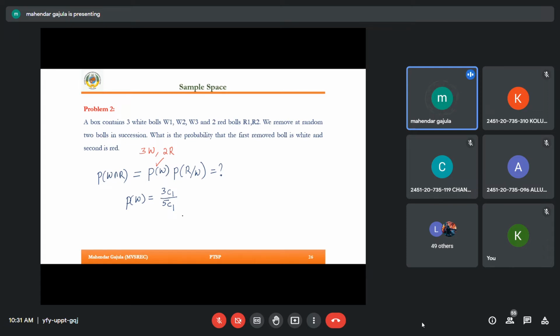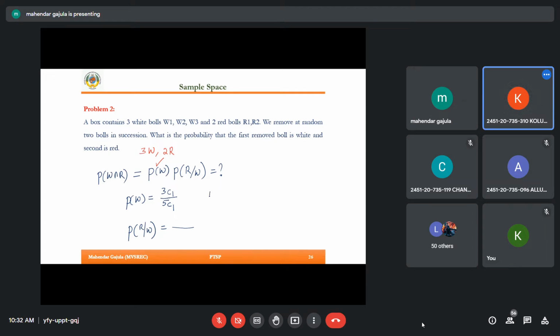So to draw 1 white ball, how many possibilities are there? 3 white balls are there, so 3C1. If you remove 2 white balls you have to write 3C2, but as we are removing only one ball, we write 3C1 by 5C1. Now probability of R given W. Tell me how many balls are left in the box?